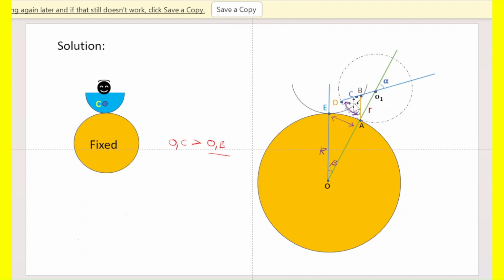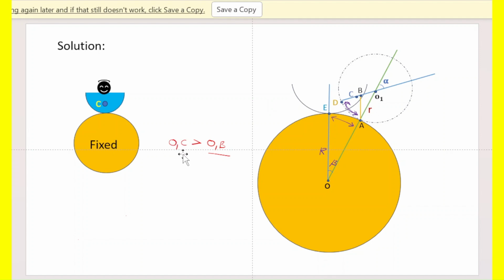Means what? This length CO1 should be greater than BO1. That is the condition of equilibrium. Means the length of O1C should be greater than the length of O1B. Here, I write that: O1C should be greater than O1B. Then what happens? The C should be to the left of the AB line. So this hemisphere comes to its original position, means the equilibrium position.